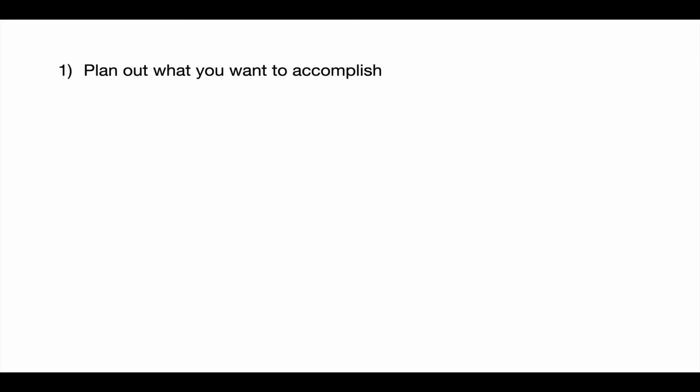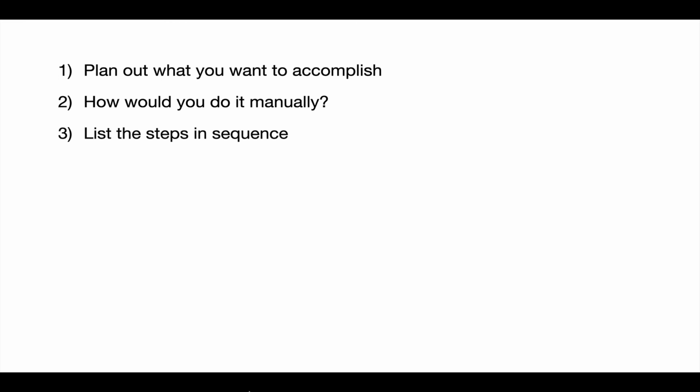Now, there is a process that we'll go through. First of all, step number one, plan out what you want to accomplish. So what is this thing going to do? Plan it out. And then how would you go about that manually? You know, step this, step that, A, B, C, put it all down. And then take those steps and put them in a sequence. Now make any corrections, make sure it flows from top to bottom. And with all that done, now we're ready to actually create the macro.